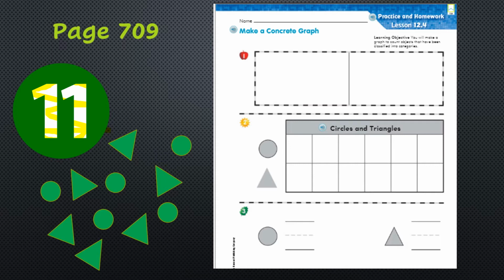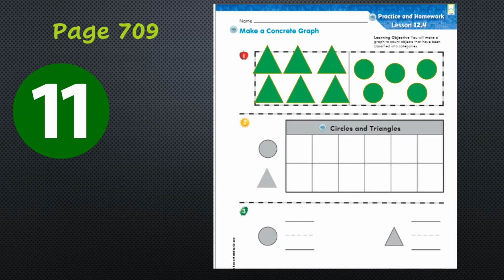shapes taken out, I want you to sort them into two groups, or I should say classify them into two groups on this part of your paper. A line down the middle. You're going to have one group on this side and one group on that side. So go ahead and get that taken care of, and then we'll get finished up with the rest.